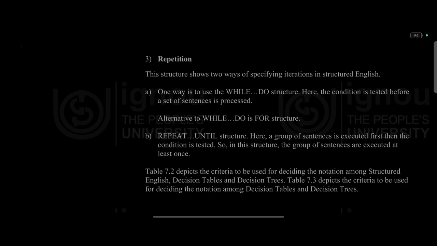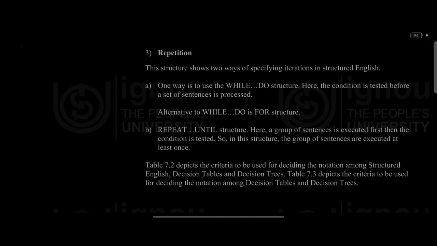Here the condition is tested before a set of sentences is processed. An alternative to while do is the for structure. In the repeat until structure, a group of sentences is executed first, then the condition is tested. So in this structure the group of sentences is executed at least once.